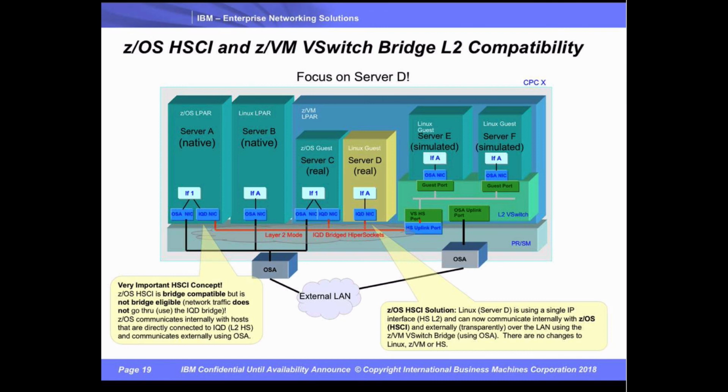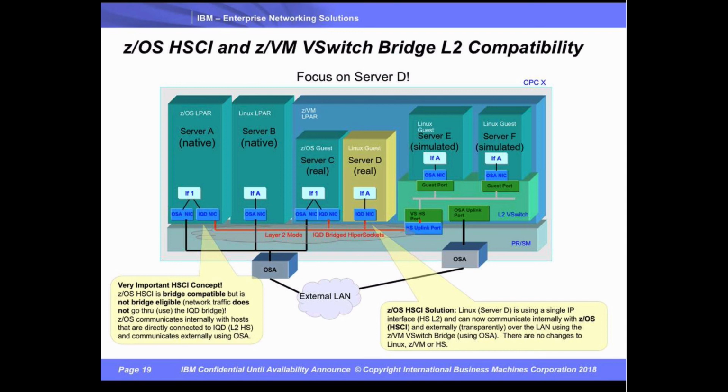So now let's look at the solution. When you apply the solution to the problem we first described, server D can use one IP interface to access HiperSockets, and they can now access anything, even z/OS. Stubborn z/OS finally comes along and provides layer 2 support, and now you've got one interface in server A, and you have OSA and HiperSockets connectivity.